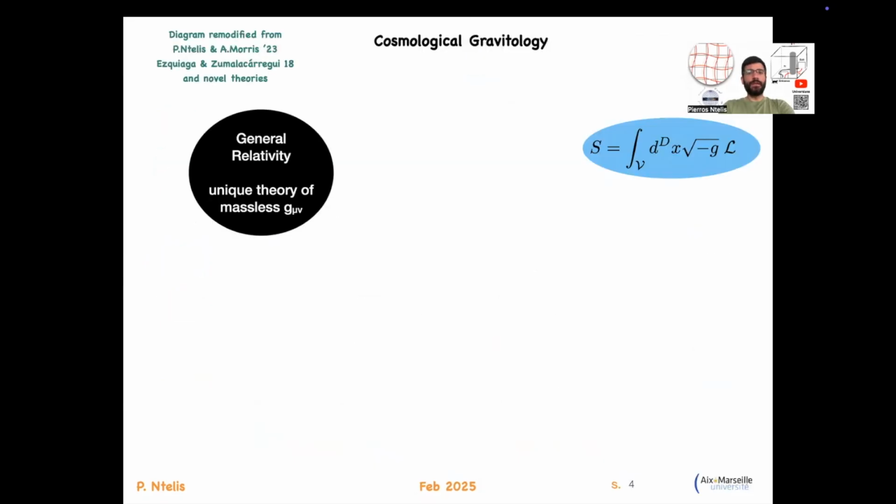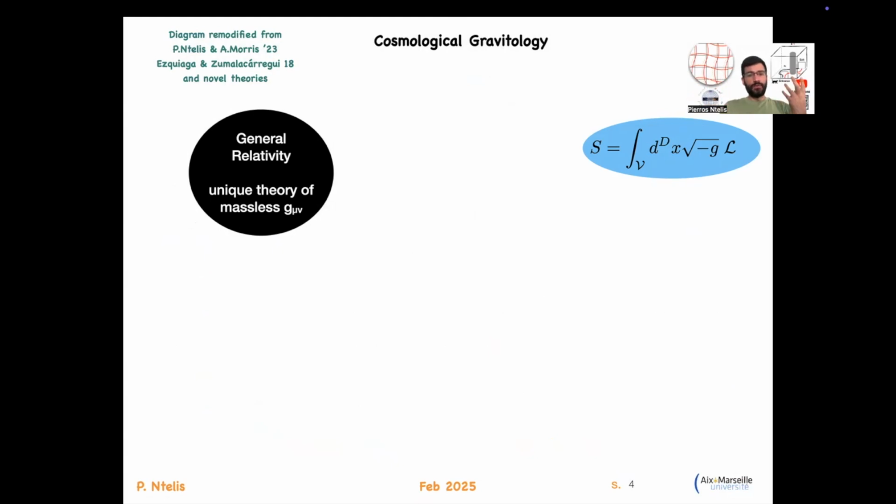Now, in cosmology, we talk about cosmological gravitology. And in the heart of those theories, there's general relativity, which is the unique theory of a massless graviton. And all the systems in cosmology are modeled with this equation that you can see in blue, which is the action which models the geometry and the energy content of the universe.